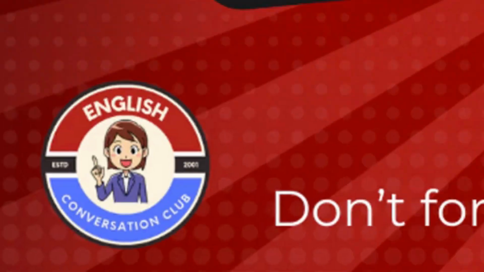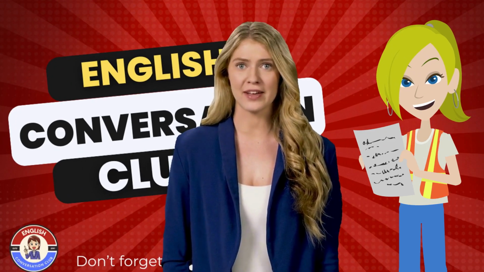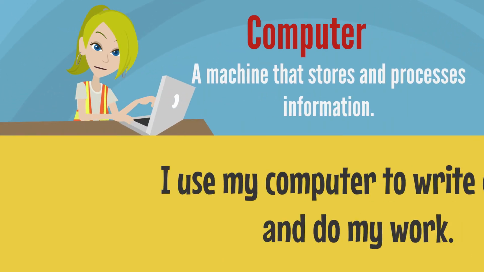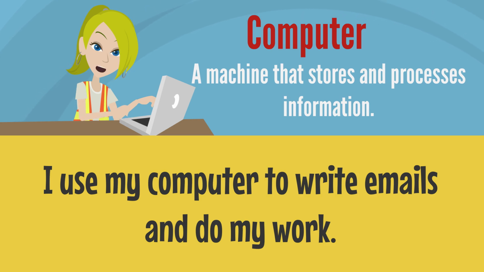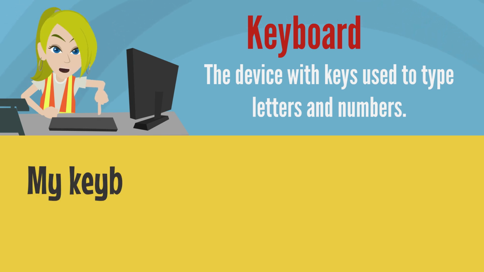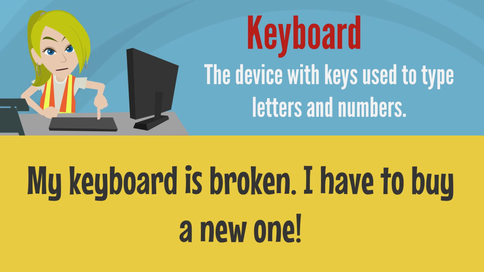Don't forget to read, listen, and speak along with Mari as we practice the computer hardware vocabulary. Computer. A machine that stores and processes information. I use my computer to write emails and do my work. Keyboard. The device with keys used to type letters and numbers. My keyboard is broken. I have to buy a new one.